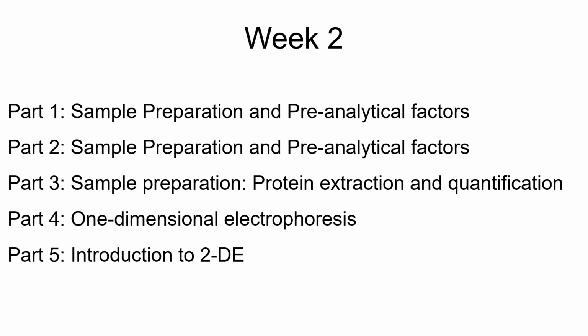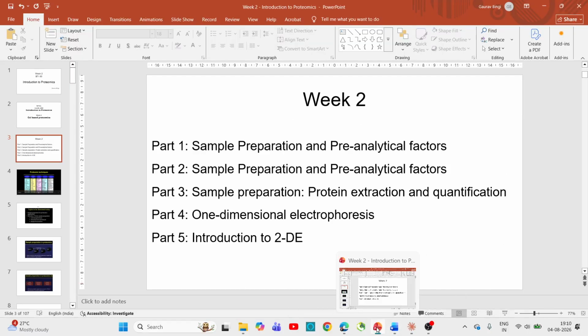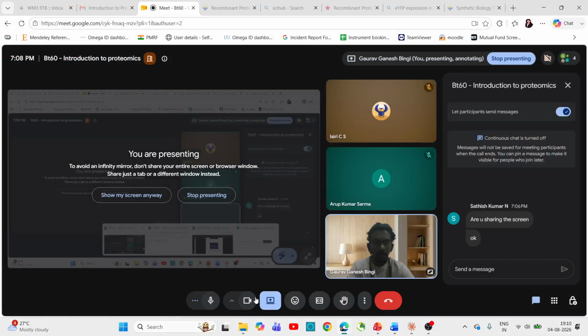So the initial part is about how we make the sample. Then, after making the sample, how can we analyze it? By using gel-based proteomics. In that, one thing is one-dimensional electrophoresis, wherein you will be using SDS-PAGE itself. And we'll be introducing two-dimensional electrophoresis. We'll not be completing it though, just introducing what 2D is. So how do we separate proteins in the first dimension and the second dimension? How it enhances the analysis of a protein, we'll be dealing with in part 5. Okay, so that is the whole thing in week 2.